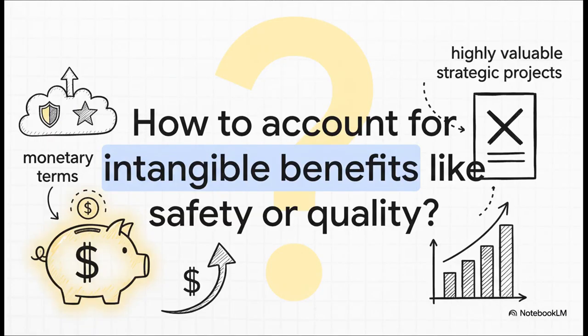How should a company account for non-financial factors? Things like enhanced safety for its workers, or improved product quality, or even just a boost in employee morale. These are what we call intangible benefits. They're incredibly difficult to put a dollar value on, but they can have a substantial financial impact down the line. If you ignore them, you might end up rejecting a really valuable strategic project.